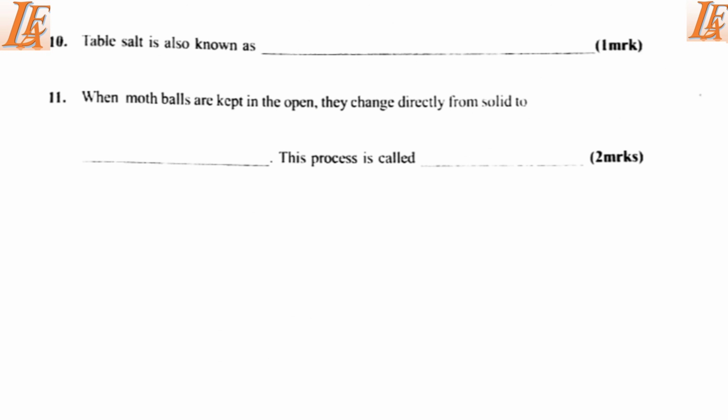Question 11. Table salt is also known as dash. So in this case, what is the other name for table salt? The other name for table salt is sodium chloride. Sodium chloride, a substance which is formed when sodium reacts with chlorine.